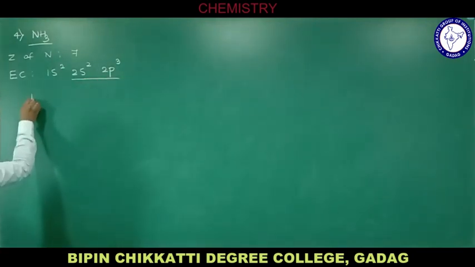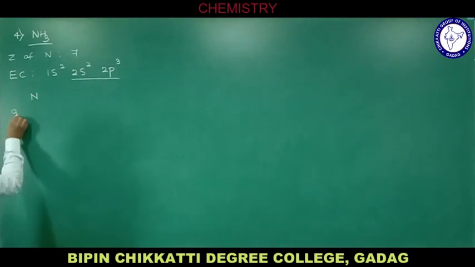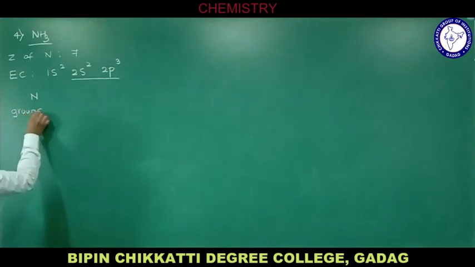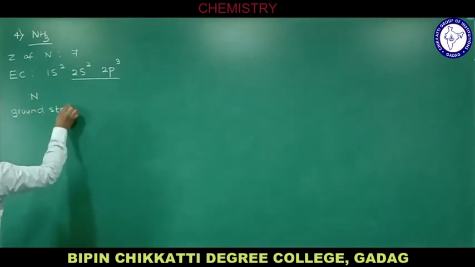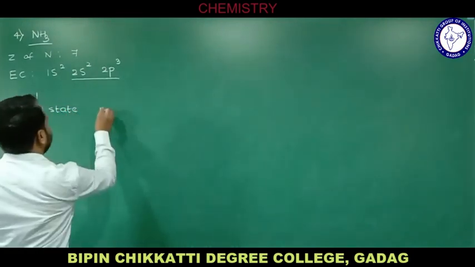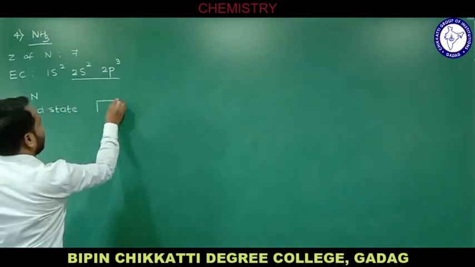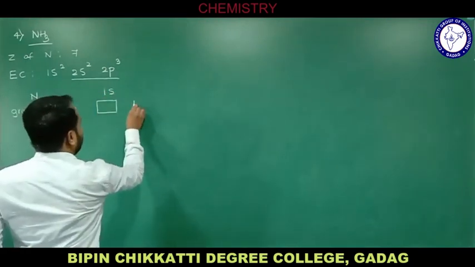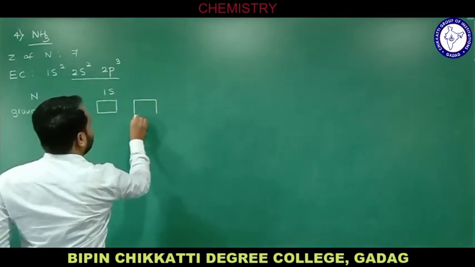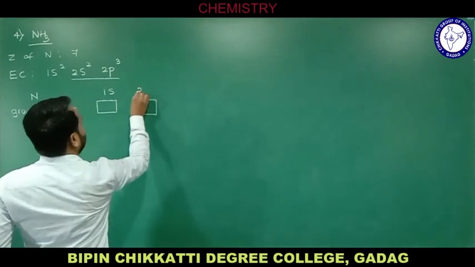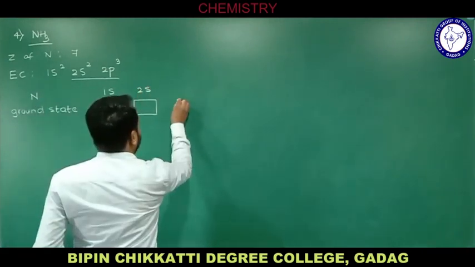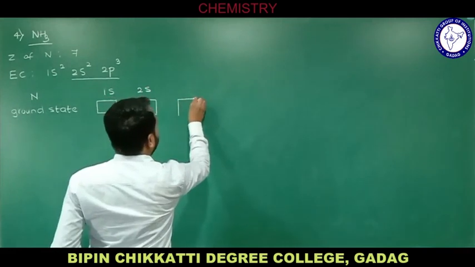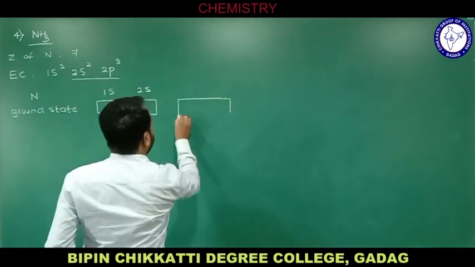Now we'll see the nitrogen in ground state. We'll represent it in the same fashion. This is 1s. This atomic orbital is for 2s, and one more atomic orbital we have, that is for p.